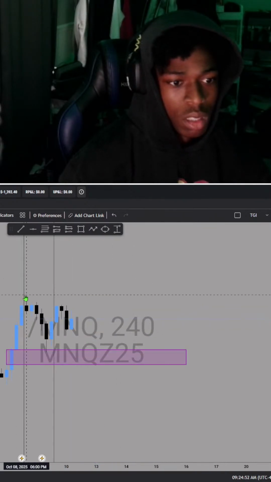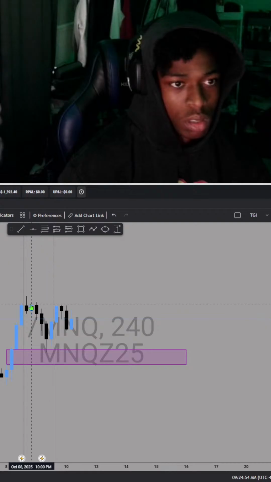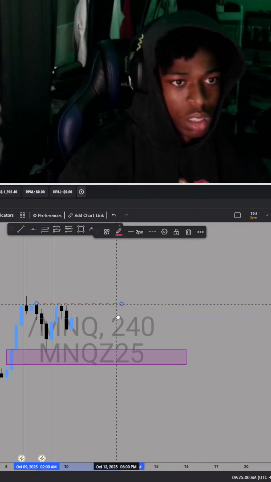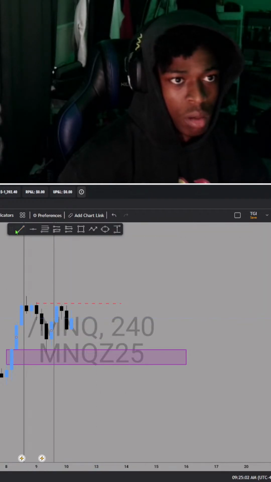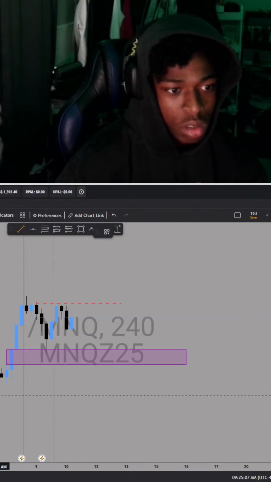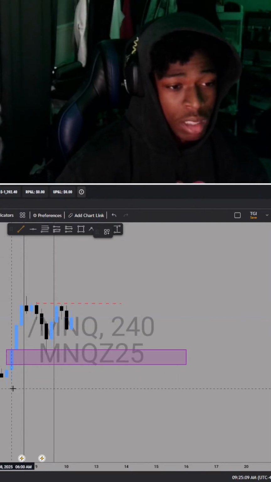It's October 8th. This is previous day's high. Price never ran. Possibly could open up bearish, tap into this gap, and then continue higher. That's something I would like to see.